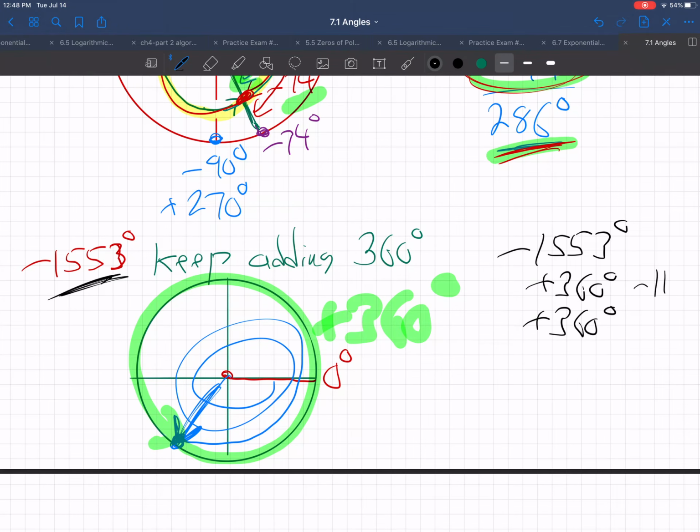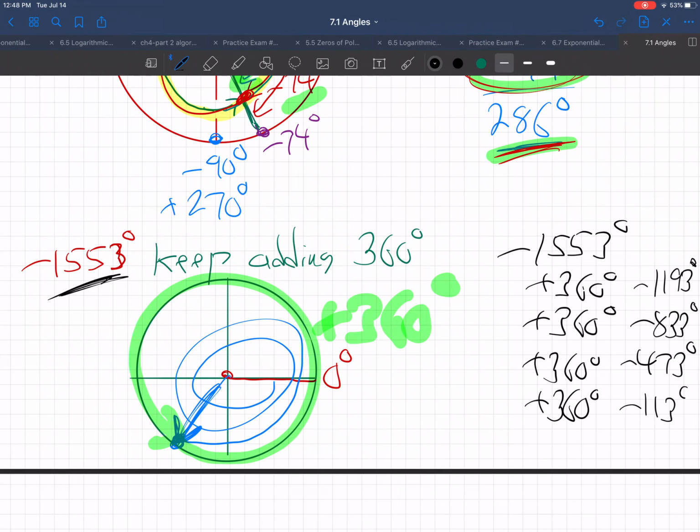So I added 360 once. I got negative 1193. It's still negative. So then I add 360 again on my calculator. I'm getting negative 833 degrees. Then I add 360 again, and I'm getting negative 473. And then I add 360 again, and I'm getting negative 113. Then I add 360 again, and then I'm positive. So I get positive 247 degrees.